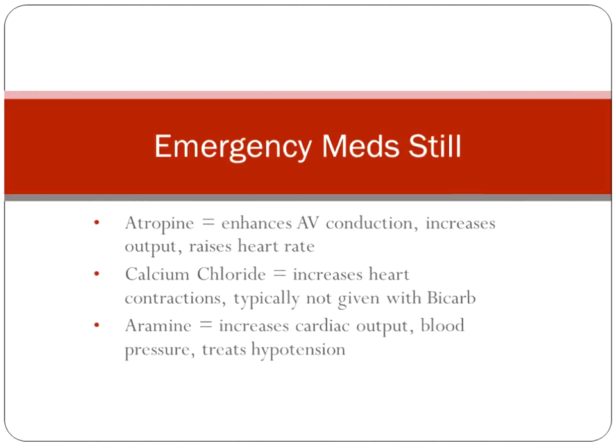The last slide with emergency medications includes atropine, which is used to enhance the AV conduction. It does increase the output and raises the heart rate. Used many times when we are in the GI lab to help decrease secretions. Second drug, calcium chloride, increases heart contractions, typically not given with sodium bicarb. And the last drug there, Aramine, increases cardiac output, blood pressure, and treats hypotension.